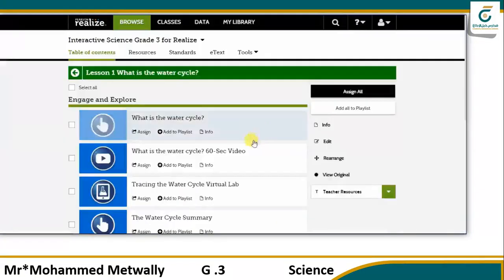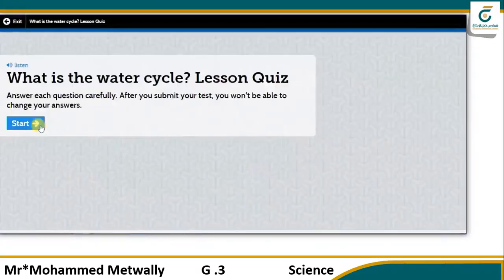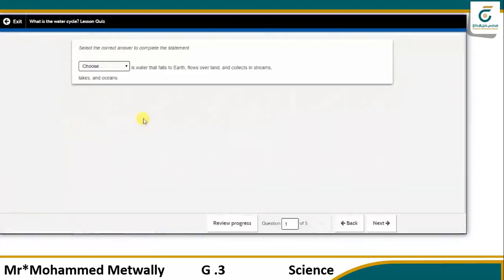Turning to another slide of our new lesson, the quiz. Here's the quiz. You can start the quiz and answer all of these questions. By pressing to choose here, you can choose one of these choices to represent the correct answer, or to complete the statement and give us the correct answer.